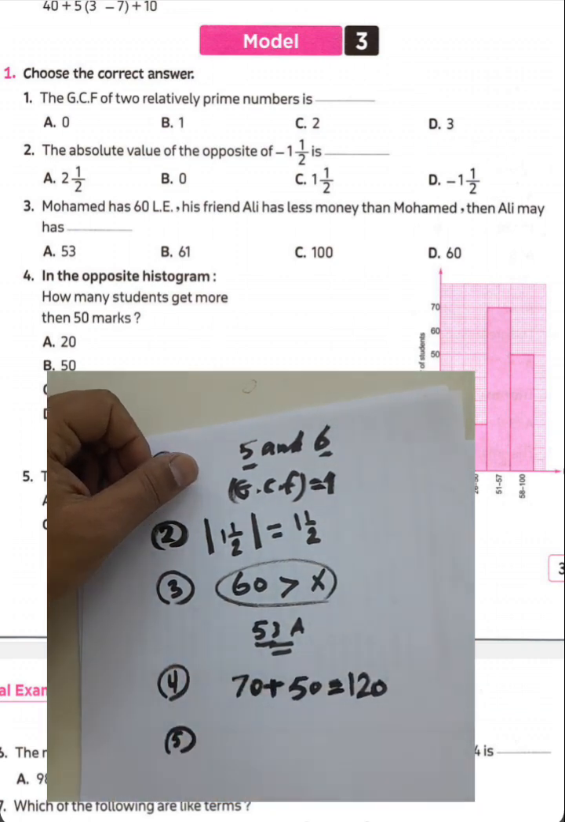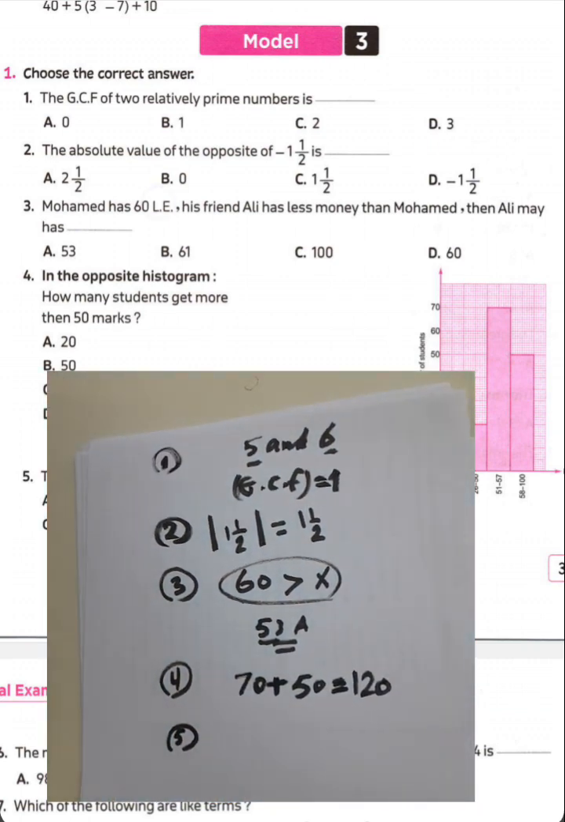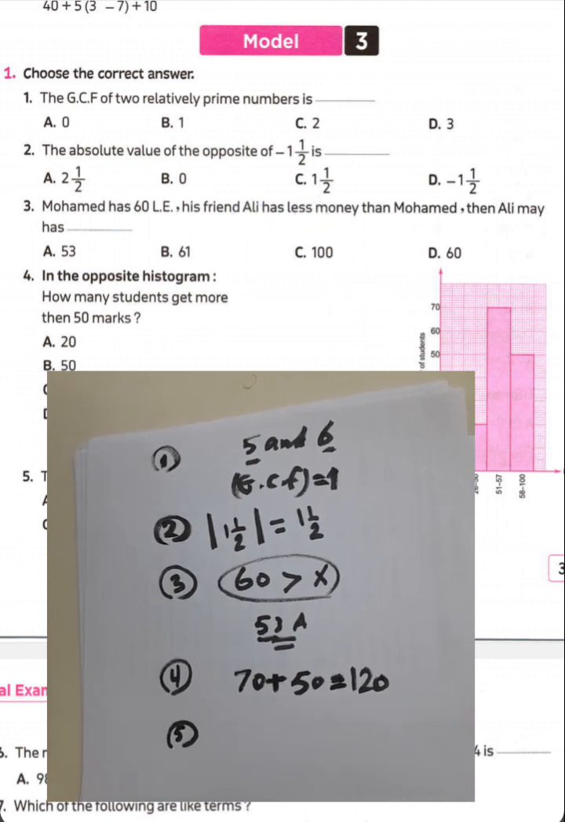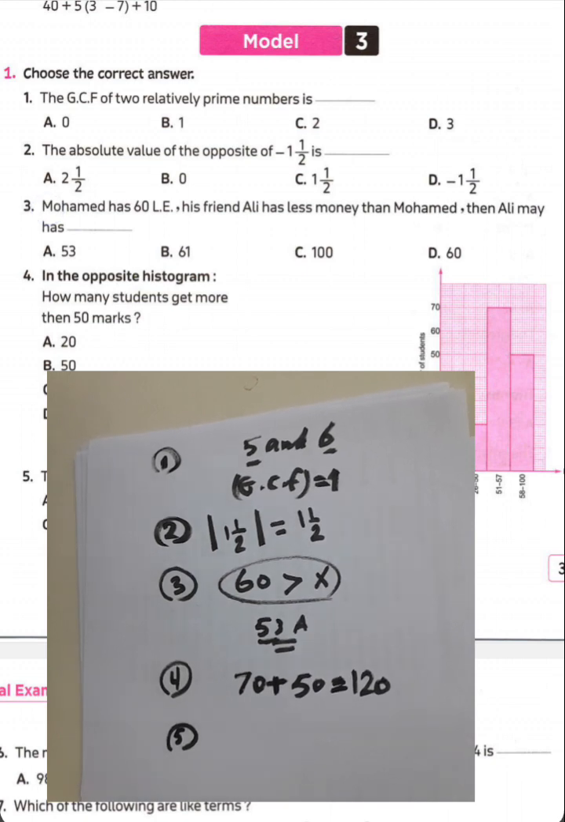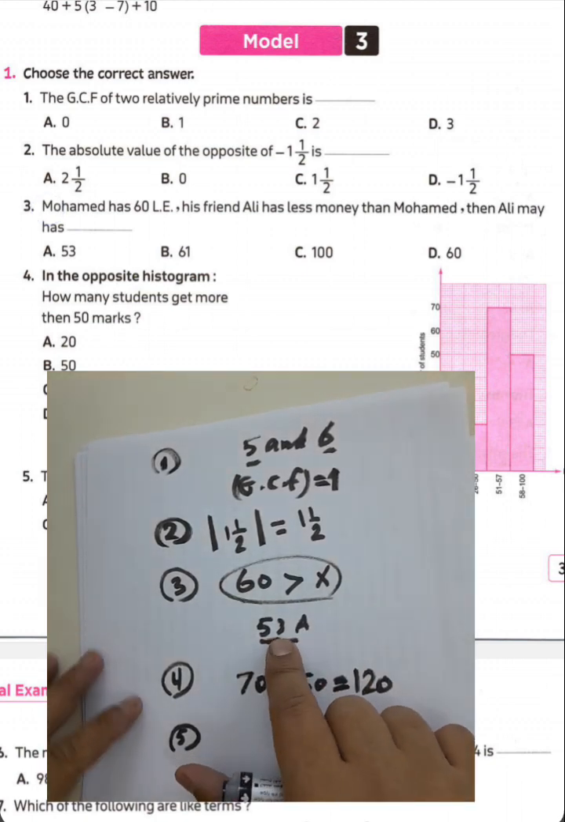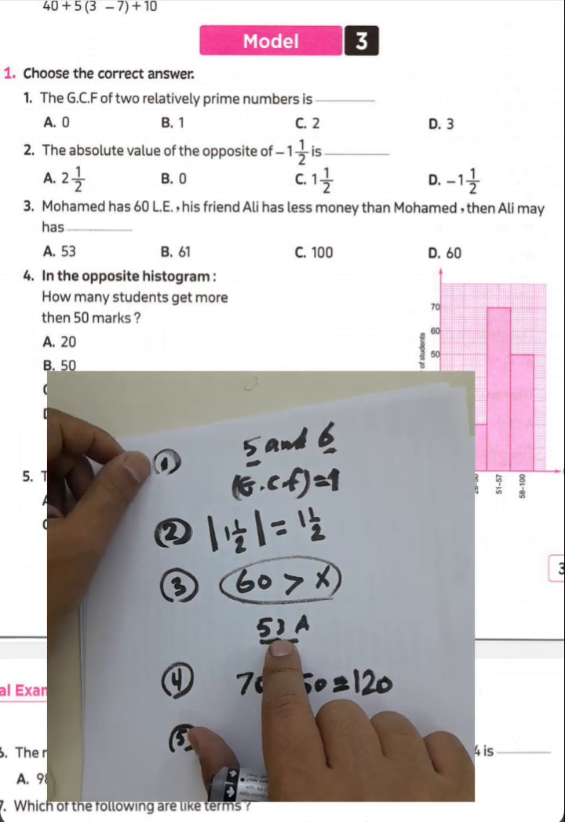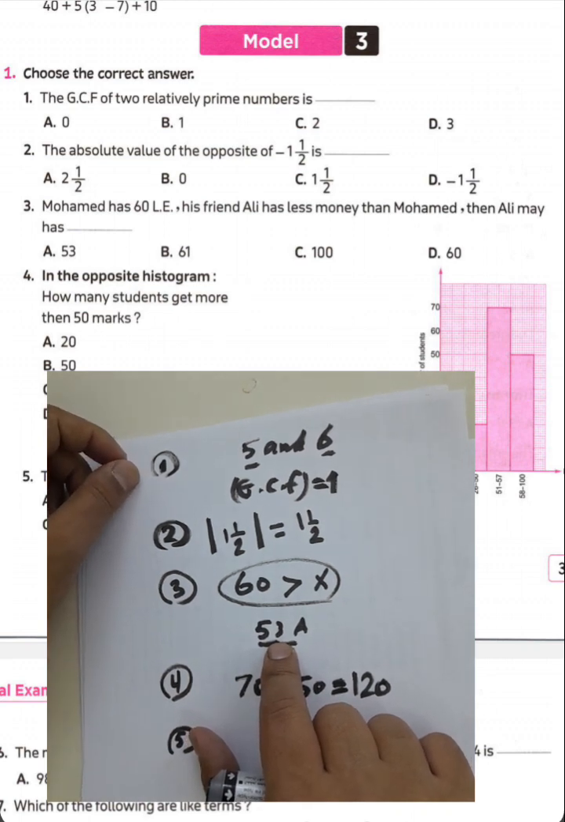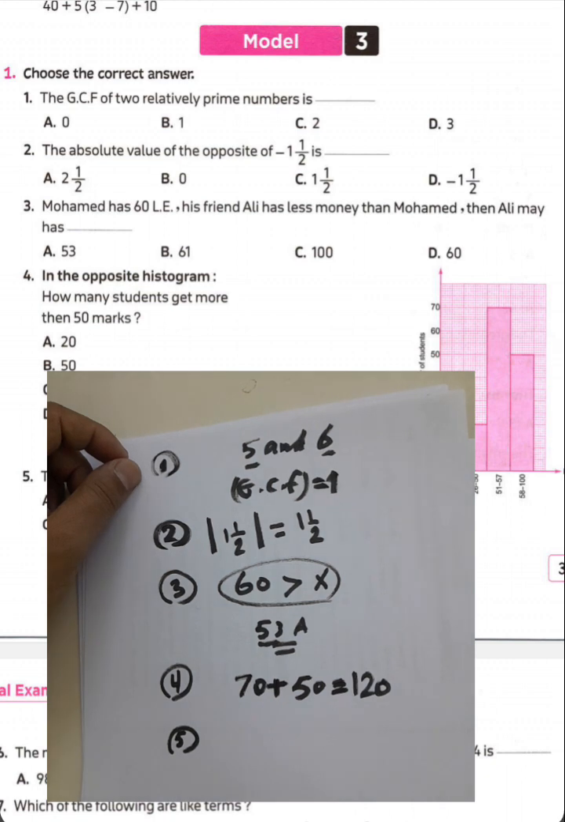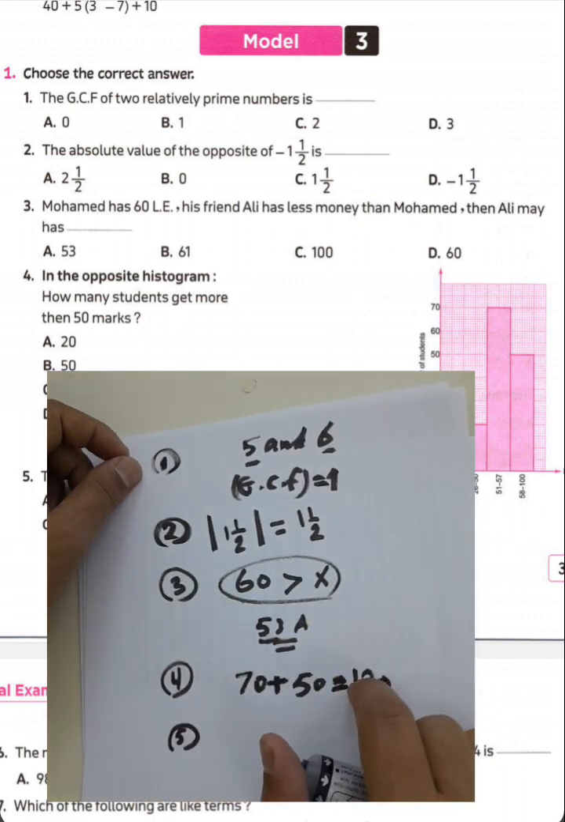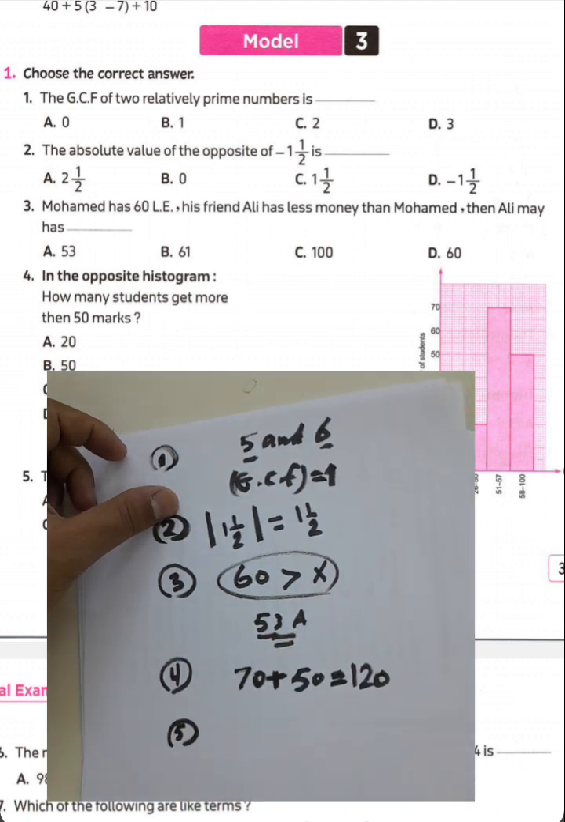Question number 3. Muhammad has 60 Egyptian lira. His friend Ali has less money than Muhammad. Then Ali may have 53 pounds. Choose letter A, because Ali has less than Muhammad. Muhammad has 60 Egyptian lira, then Ali will have 53 Egyptian lira.